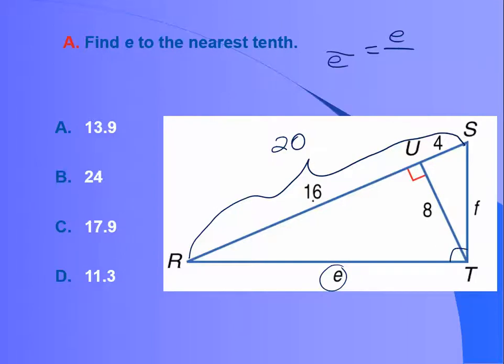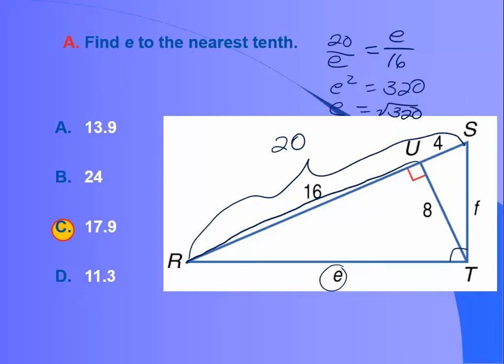What is it the geometric mean between? The entire hypotenuse, which we said was 20, and the piece of the hypotenuse that touches E, which is 16. Cross multiply, E times E is E squared, equals 320. Again, take the square root of that, and what do you get? 17.9 to the nearest tenth. Notice it said to the nearest tenth, so I knew I had to get a decimal, plus my answers were in decimals.